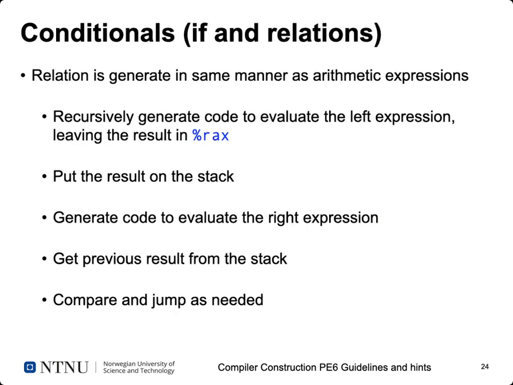Conditions. Well, relations are generated in the same manner as arithmetic expressions. So again, you recursively generate code to evaluate the left expression, putting the result in argx, then put that on the stack. Then you do the same for the right-hand side expression. So if you have if a is less than b, then you would generate code to load a, put it on the stack, and then you would generate code to load b, put that on the stack, and then get the results from the stack, do the comparison, and then, depending on the result of the comparison, do a conditional branch, a conditional jump, depending on the condition that was part of your if or while expression here.